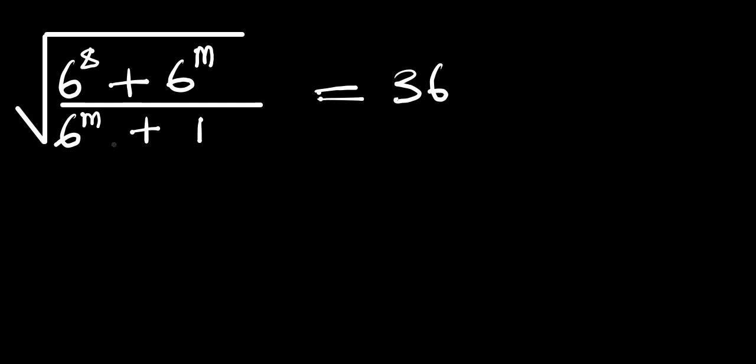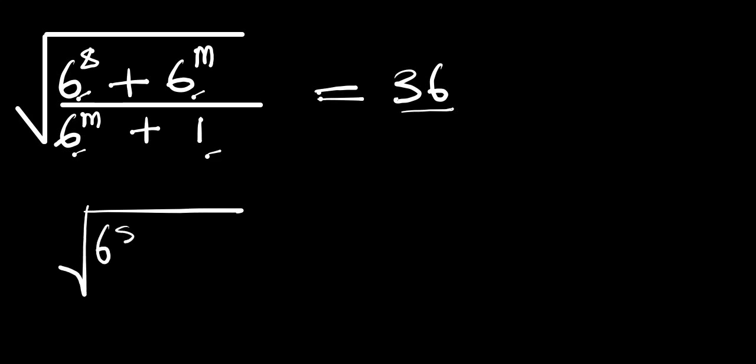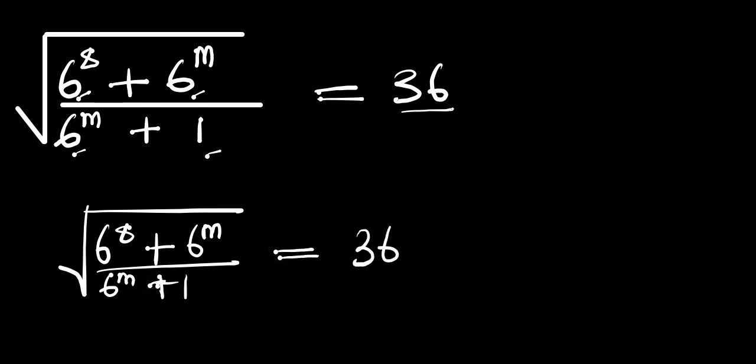Hello, in this video we are going to evaluate this without making use of a calculator. We have the square root of (6 power 8 plus 6 power m) divided by 6 power m plus 1, and this equals 36. So what we are going to do is, let's have our square root here.